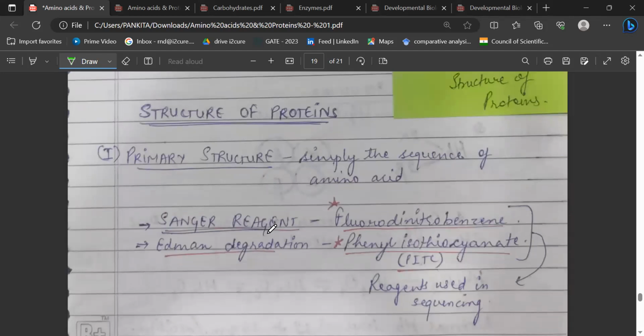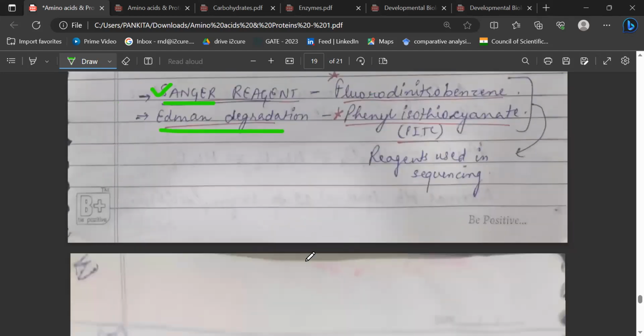Moving on to the structure of proteins, there are different structures of proteins, starting from the primary structure, which is basically just the sequence of amino acids. The structure of proteins is determined using different methods and techniques. One is the Sanger method, and the other is the Edman degradation method. In the Sanger method, the Sanger reagent is used, which is fluorodinitrobenzene, and in Edman degradation, phenyl isothiocyanate, also called PITC, is used. These are used in finding the sequence of amino acids for the primary structure of the protein.